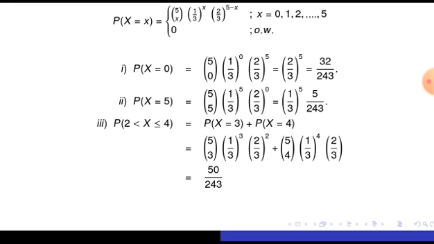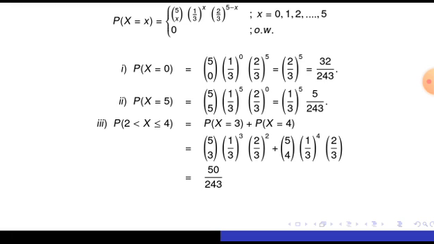Next event, x is equal to 5. So probability of x is equal to 5. Now put small x is equal to 5. It is 5C5, 1 over 3 raised to 5, and 2 divided by 3 raised to 5 minus 5, that turns out to be 0.